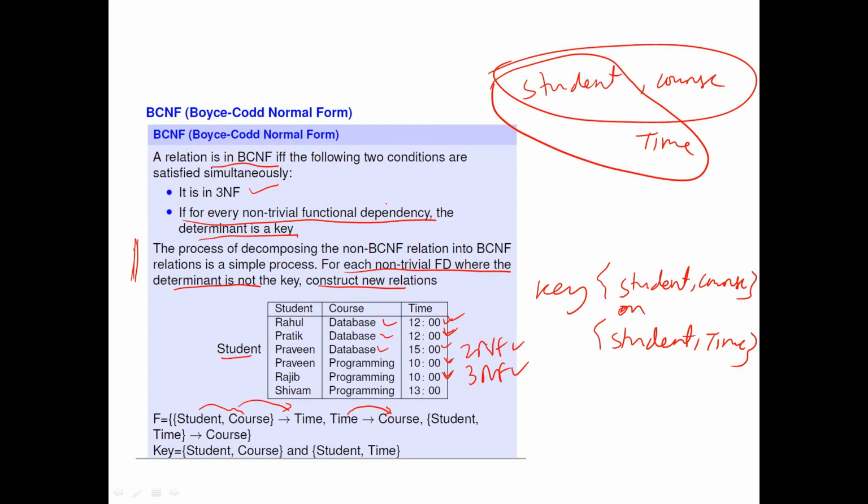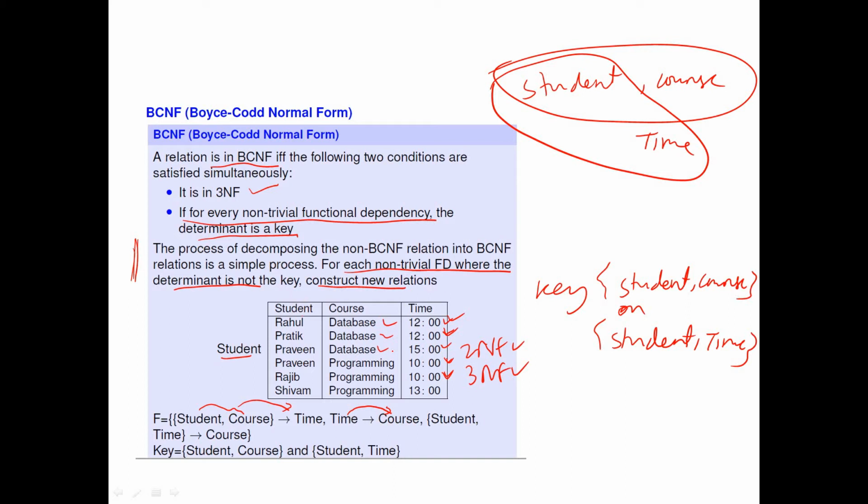So in this example, what will be the problem? Our key can be either student-course or student-time. But there is one functional dependency between the time and the course. The time and the course, that is 12 to database, 10 to programming, is creating the problem. It is producing the redundancies. So I have to check that.